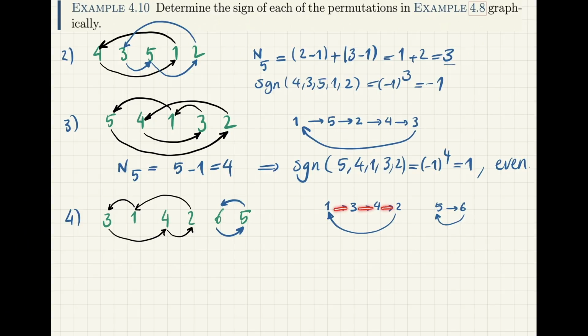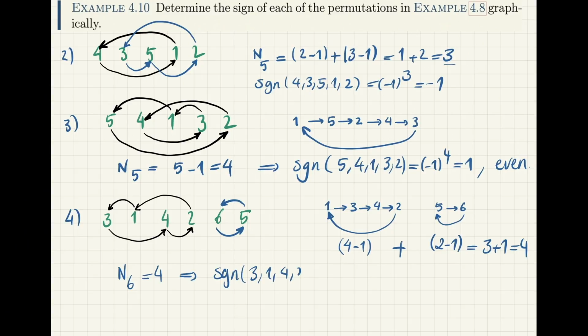Okay, how many edges are involved here? 1, 2, 3, 4. But I write 4 minus 1, plus, how many edges are involved here? 1 and 2. So I would write 2 minus 1. So this becomes 3 plus 1, and it is 4. Yes, so this means that the minimum number I was looking for is just 4. So the sign of this permutation is equal to minus 1 to the 4, which is 1. So it is even again.